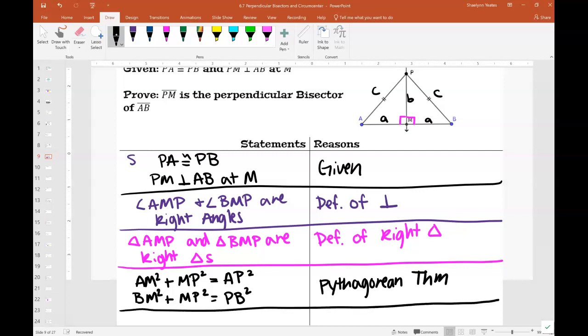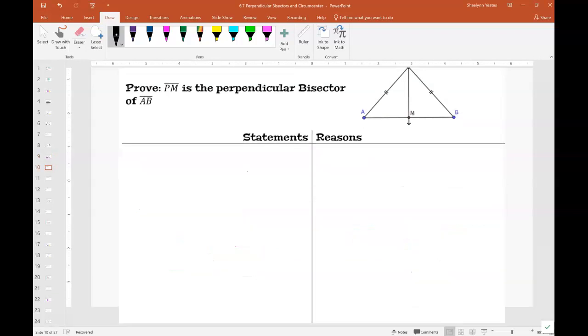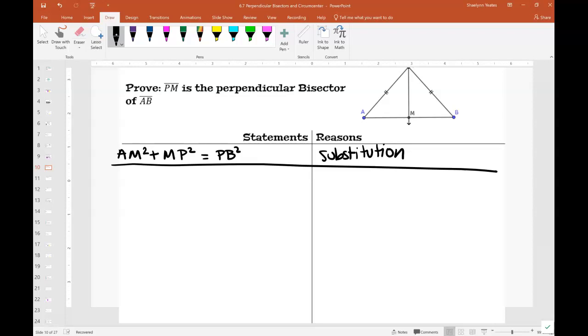Okay. So now I do know something, and I'm going to go to the next one. I do know that PA is congruent to PB. So I'm going to be replacing PA with PB. So I know that AM squared plus MP squared equals PB squared, because remember we could replace PA with PB, and the other side didn't change, right? And we just did substitution here. We just replaced PA with PB.